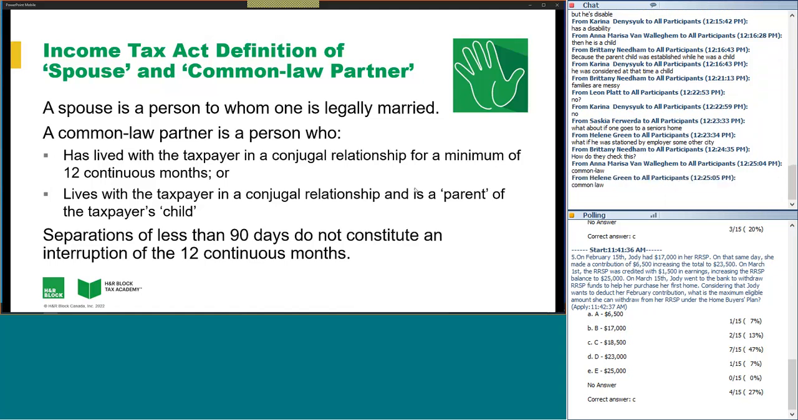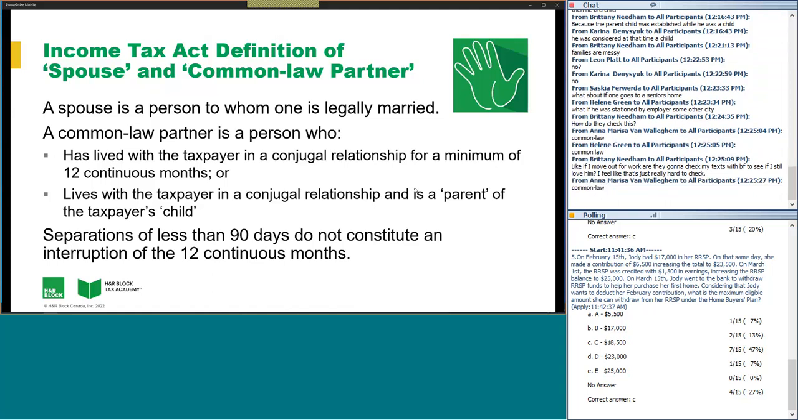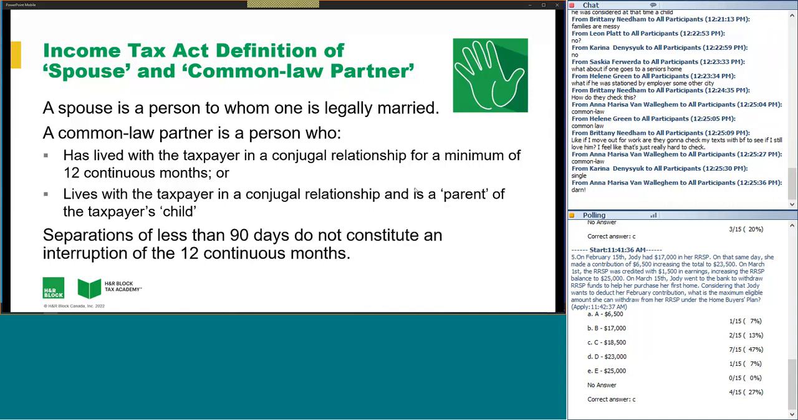Common law. Excellent. I'm going to give you a similar one. What if they moved in together in February? Now it's March of the next year. How will they file for 2021? In 2021, had they been together for 12 months? No. So they're still single for 2021. Yep, this is why we practice. This is how you learn. Still single for 2021, but next year, they will be filing as common law.